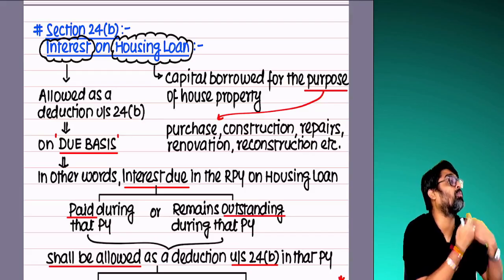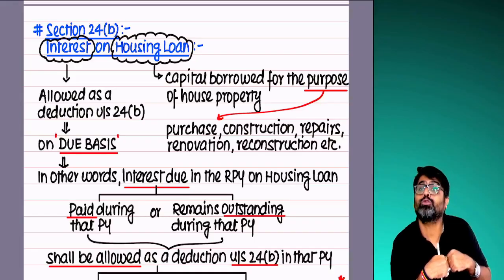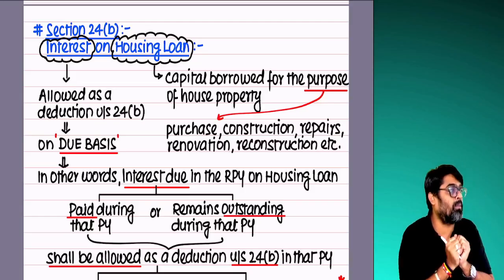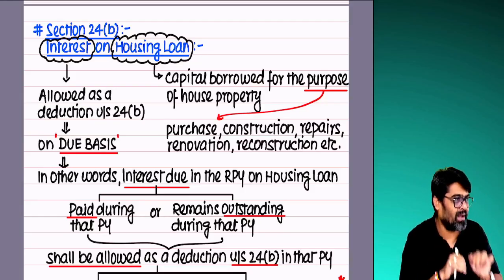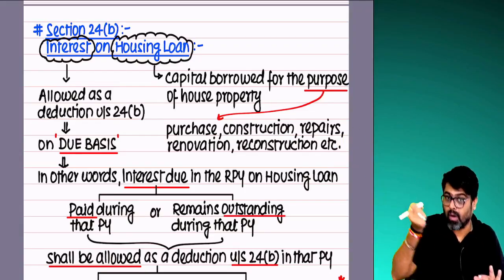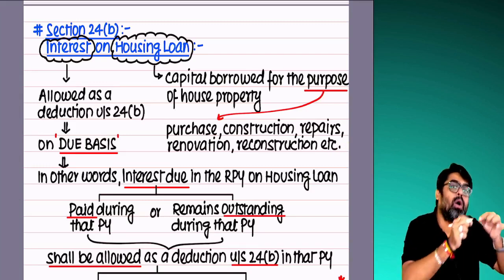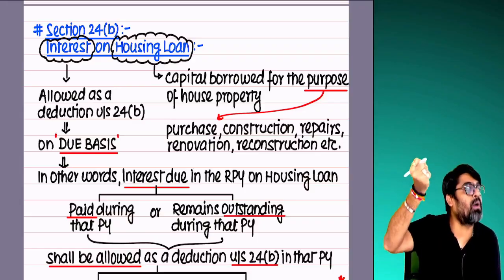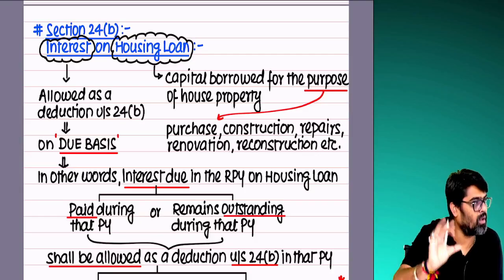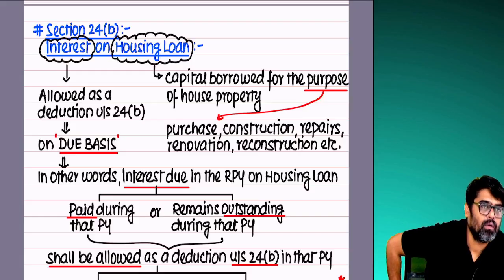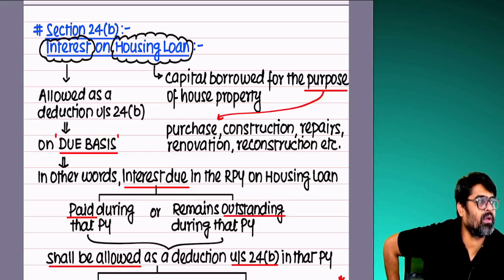It can be for the purpose of purchase of the property. It can be used for construction of the property, reconstruction, repairs, or renewal of the property, meaning your money is spent on the property. So the money which you have borrowed, which is spent on the property, that capital which you have borrowed will be known as housing loan. Will you remember this? So will you get any deduction for the housing loan itself? Yes or no? No.